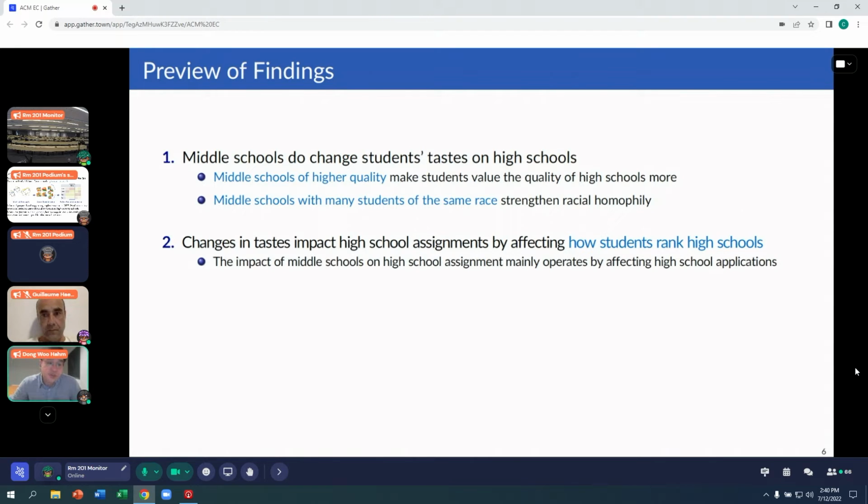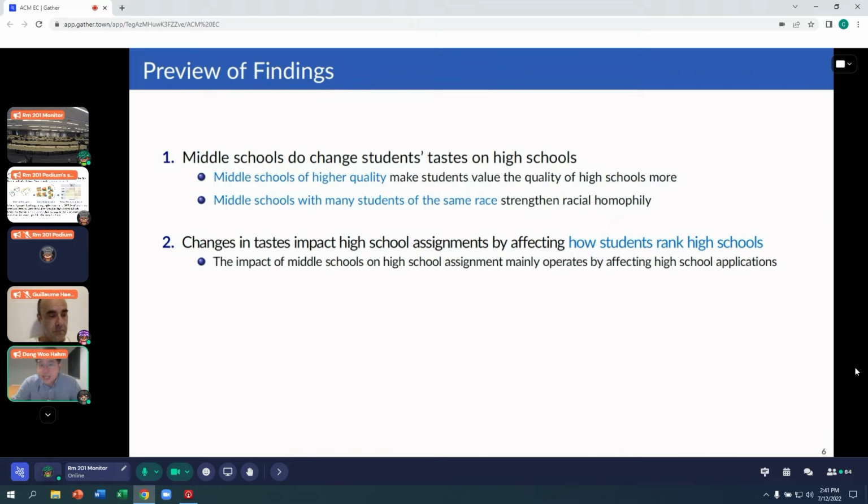So these first two findings have both bad news and good news about segregation. First, the bad news is that segregation has a reinforcing effect. If middle schools are already segregated, it'll change students' taste in high schools toward more segregation, and that taste change will impact the high school assignments, in turn affecting high school segregation.